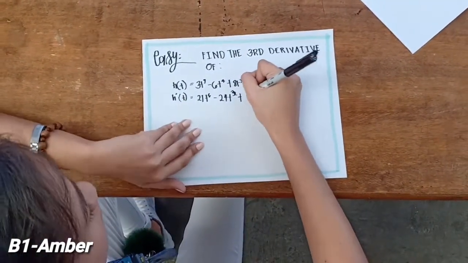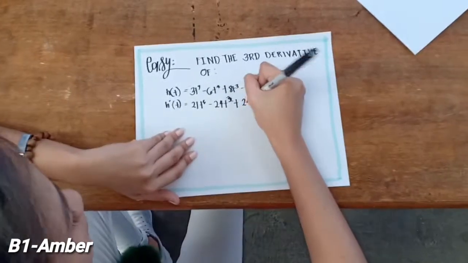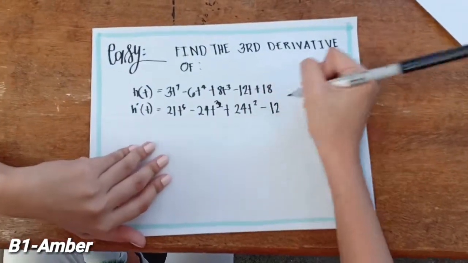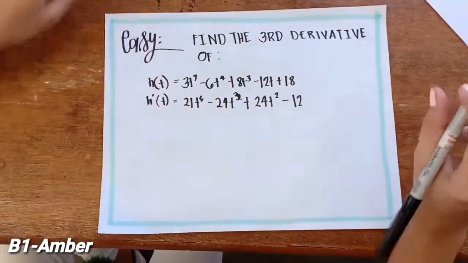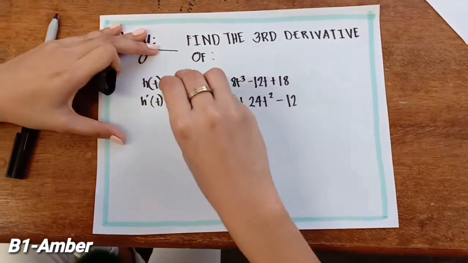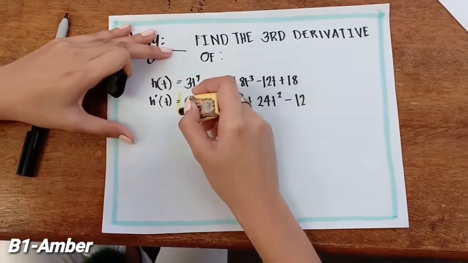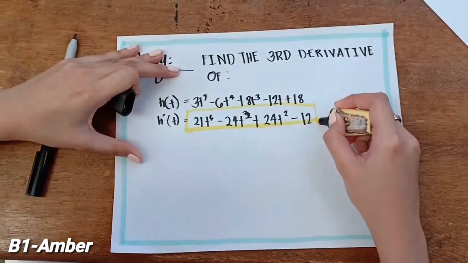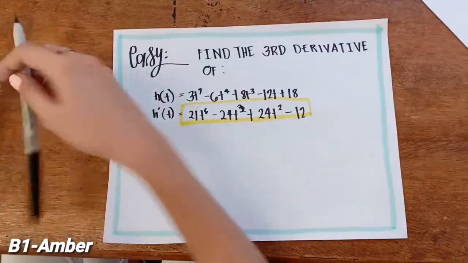For the first derivative, we need to use the power rule. H prime of t is equal to 7 times 3, which is 21, and the exponent 7 minus 1 is equal to 6. So we have 21t raised to the power of 6. Minus 4 times negative 6 is equal to negative 24. Then the exponent 4 minus 1 is equal to 3.